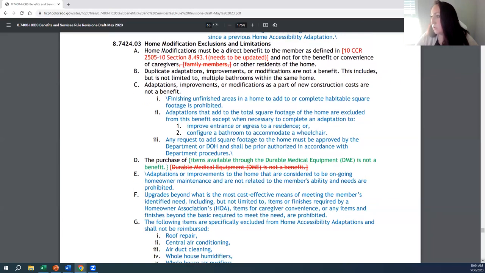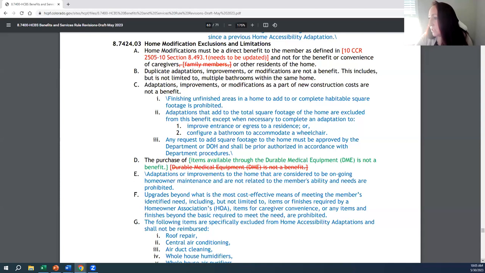Finishing, home modifications must be direct benefit to the members as defined in 10 CCR 2505-10, section 8.493.1. That needs to be updated. So under C, finishing unfinished areas in a home to add to or complete habitable square footage is prohibited.